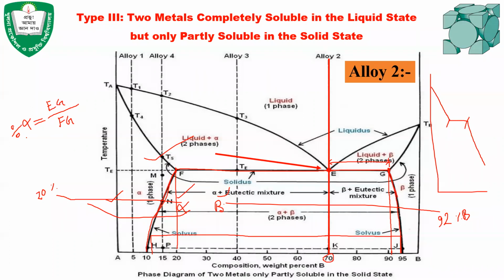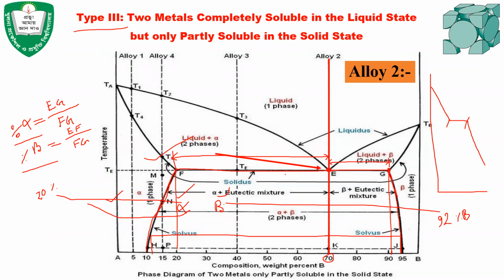EG will give us the percentage of alpha present in the eutectic mixture, and from F to E, FE, this length will give us the percentage of beta, found from FG and EF. That's how we determine, in the case of the eutectic mixture of a type 3 diagram, the percentage of alpha and percentage of beta, using these tie lines.